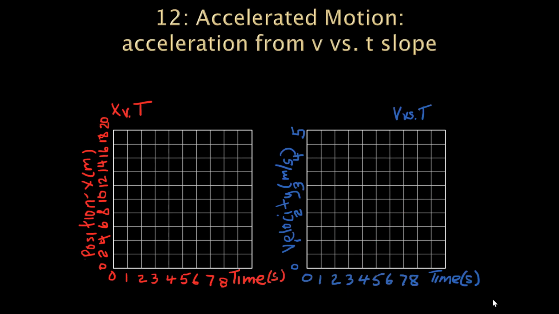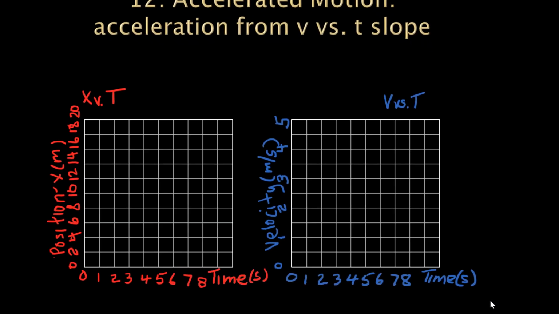The rate of change of position with respect to time is known as velocity and is shown by the slope of the position versus time graph. The rate of change of velocity versus time is shown by the slope of a velocity versus time graph and is called acceleration.